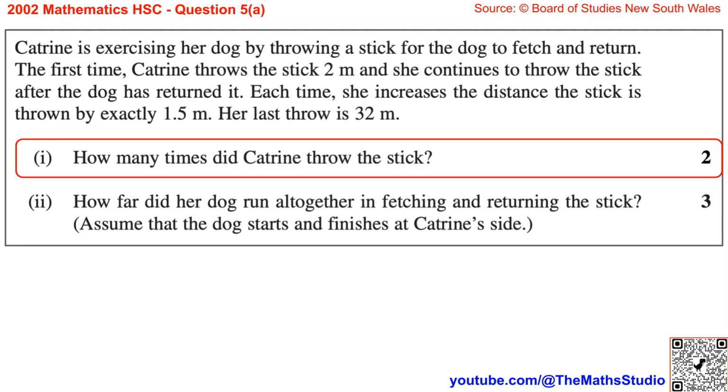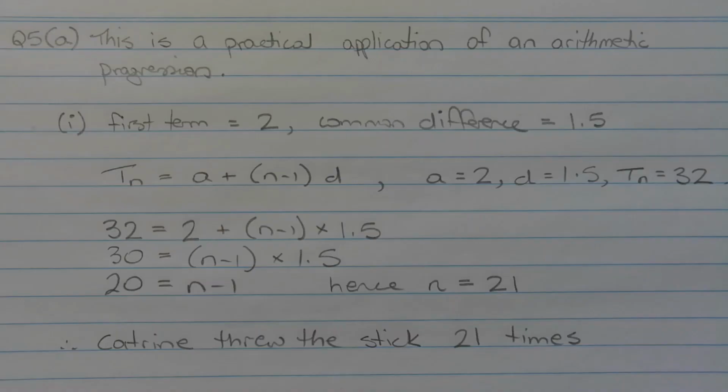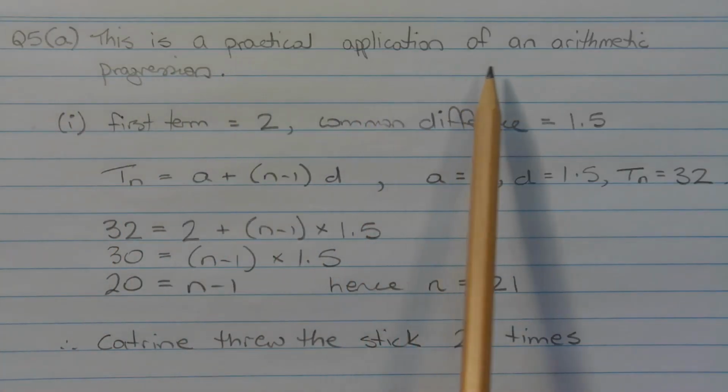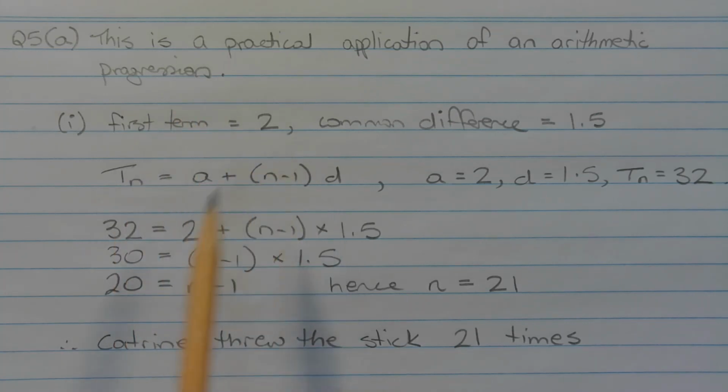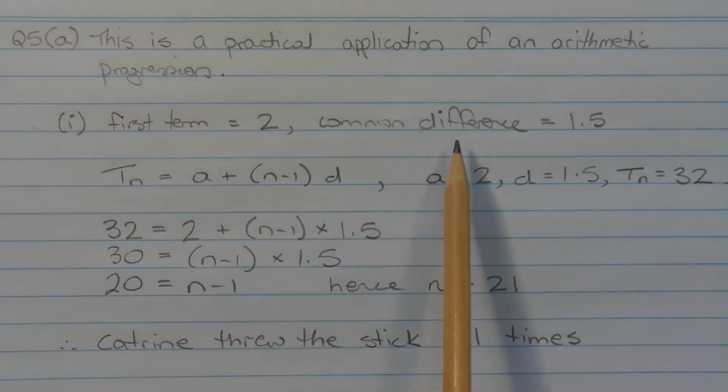Part 1. How many times did Katrine throw the stick? This is a practical application of an arithmetic progression. In this case, the first term is equal to 2, and that corresponds to Katrine's initial throw of a distance of 2 meters. Now she continues to throw the stick after the dog has returned, and each time she increases the distance by exactly 1.5 meters. And that corresponds to a common difference of 1.5.